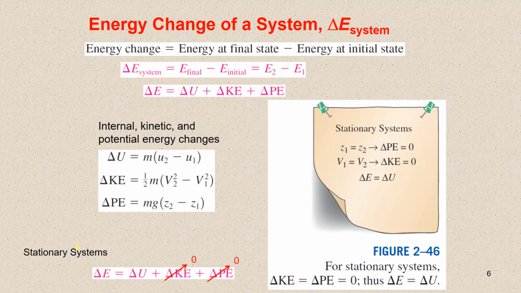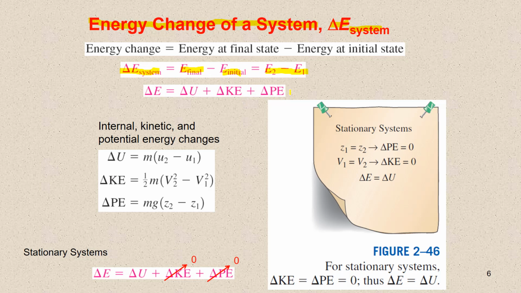Now let's look at energy change of the system, or delta capital E system. The determination of the energy change of a system during a process involves the evaluation of the energy of the system at the beginning and at the end of the process and taking their difference. That is, energy change would be equal to energy at final state minus energy at initial state, or in notation form, delta capital E system equals E final minus E initial, that is going to be equal to E2 minus E1.